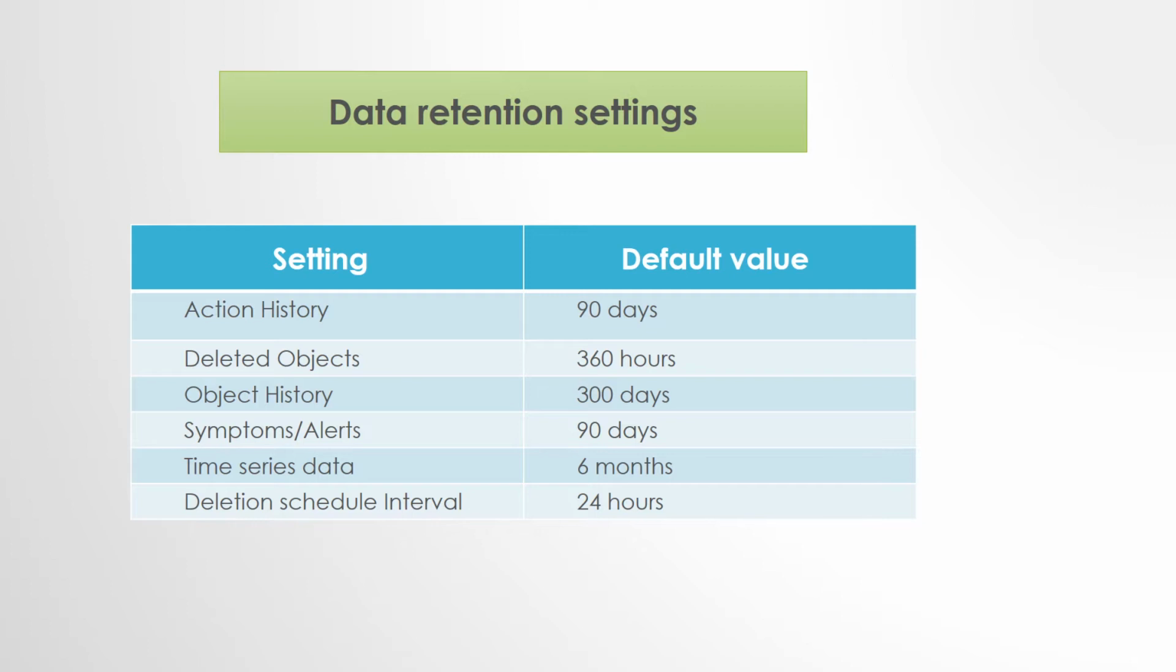Now there is system and alerts. The number of days to retain cancelled alerts and system symptoms once these are deleted. How many days vROps retains these symptoms and alerts. Then there is time series data. It is the number of months for which you want to retain the collected and calculated metric data for the monitored objects. And the last one is the deletion schedule interval.